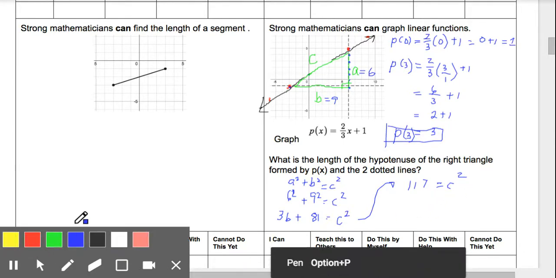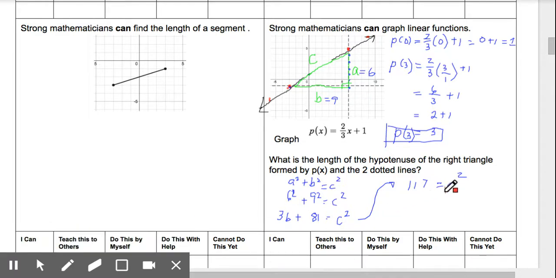Okay, and then we square root both sides. So we'll have here C is equal to, we normally put plus or minus, but we won't do that because we're looking for the length of a segment. And the length of a segment is always positive. So 117, let's break down 117. Well, we know that 117 is not divisible by 2, so we're not going to divide it by 2.